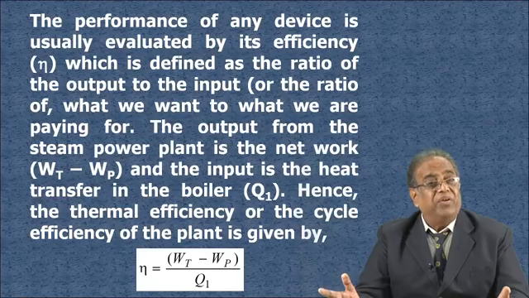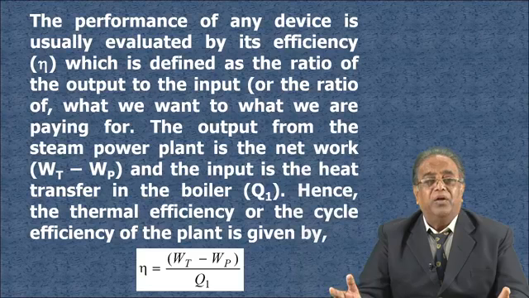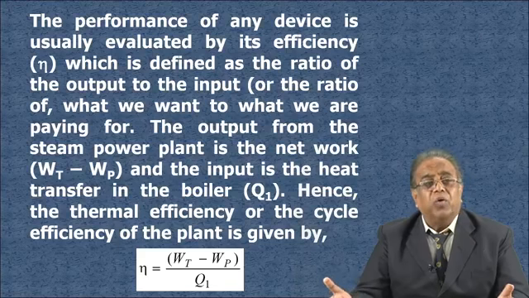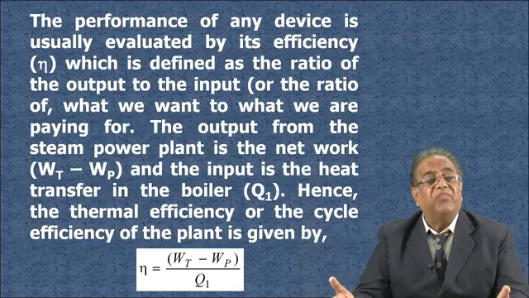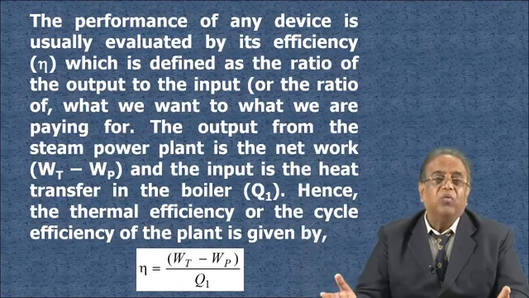Hence, by definition, the thermal efficiency or the cycle efficiency of the plant is given by eta is equal to (WT minus WP) whole divided by Q1. Here the net output is WT minus WP and the input is Q1. That's why eta is defined as output by input. So efficiency is equal to (WT minus WP) whole divided by Q1.